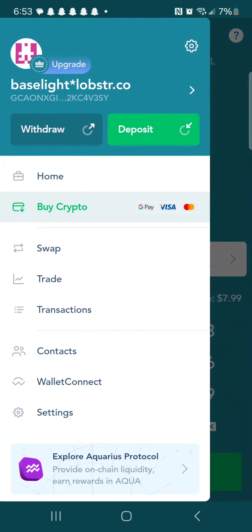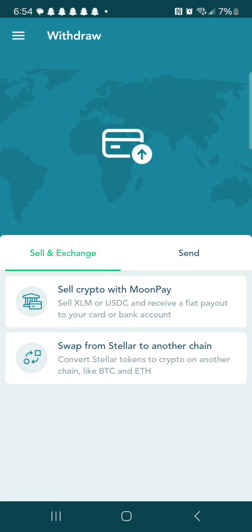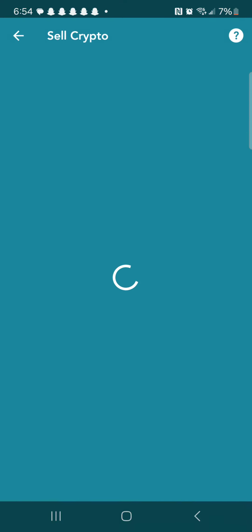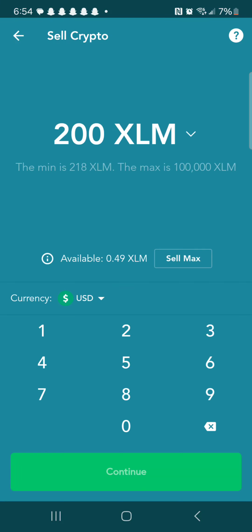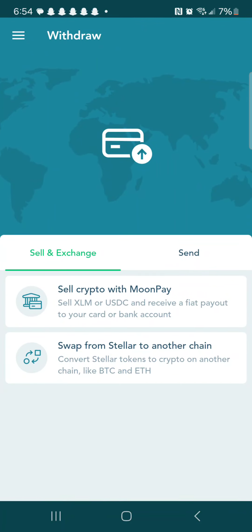But they had a sell option. Still have the withdrawal option? Sell through Moon. So yeah, you can sell it through Moon and sell off the max. So you have to have a 218 minimum, and 100,000. I think that's $10,000 for right now. Hit continue and you come out of it.